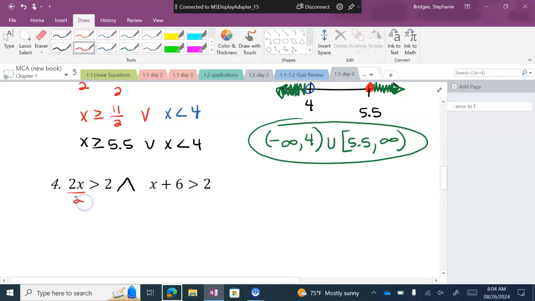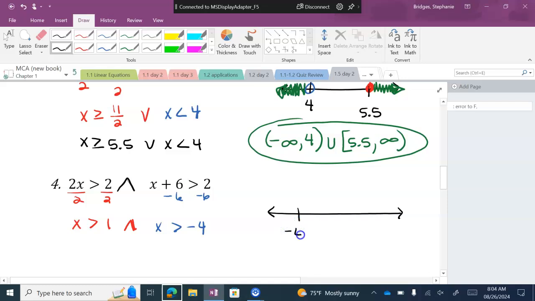Solving the first one, by dividing by 2, I get x is greater than 1. And x is greater than negative 4. What's the smaller number? Negative 4. Okay. So starting with the first one, x is greater than 1. That is open and going which way? To the right.